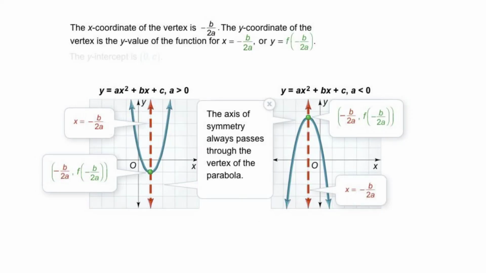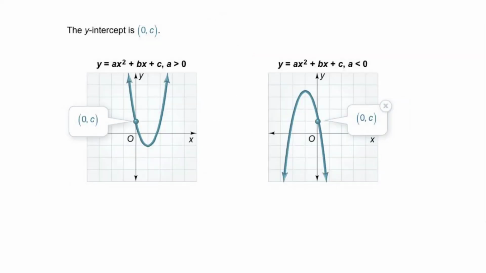Recall that the axis of symmetry always passes through the vertex of the parabola. Finally, the y-intercept is the point 0, c.